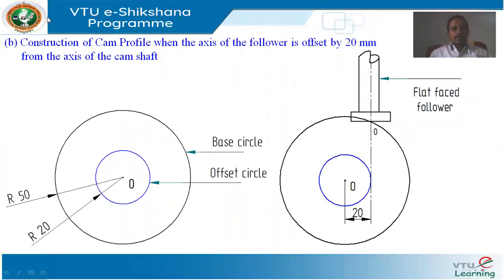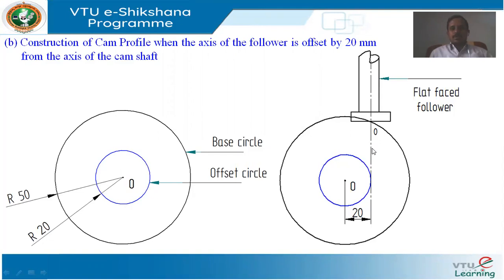Next, condition B. Condition B says the axis of the follower is offset by 20 millimeter from the axis of the camshaft. Under this condition, first we need to draw a circle of radius 50 millimeter, which represents the base circle. Then find the CG of the base circle, call it O. With O as center, we need to draw one more circle. The radius of this circle is 20 millimeter, equal to the offset distance. So this circle represents the offset circle. Like this, with O as center, we need to draw the base circle and offset circle with radius 50 millimeter and 20 millimeter respectively.